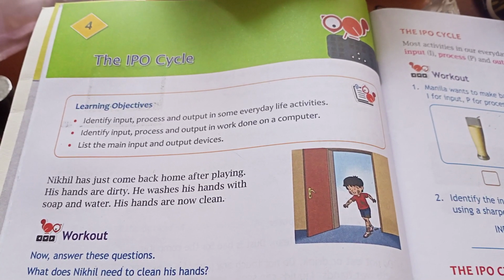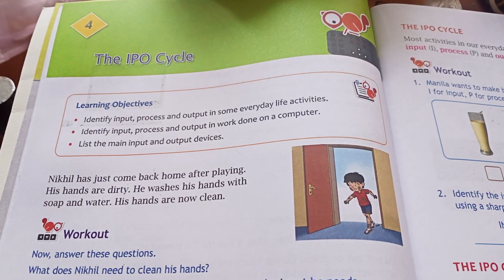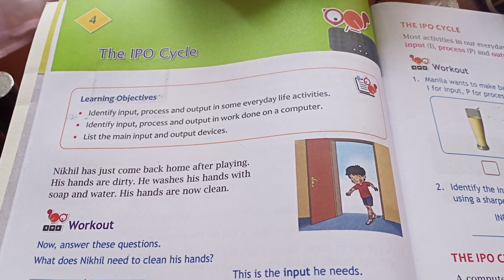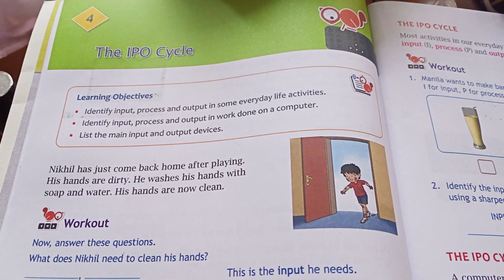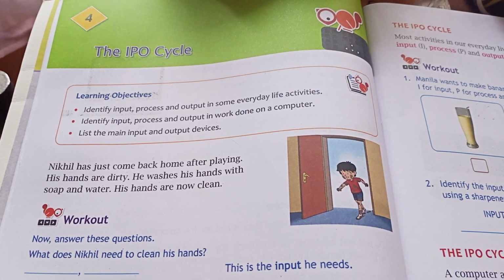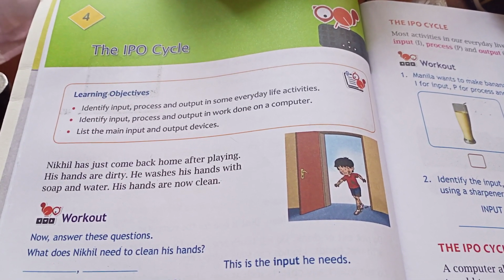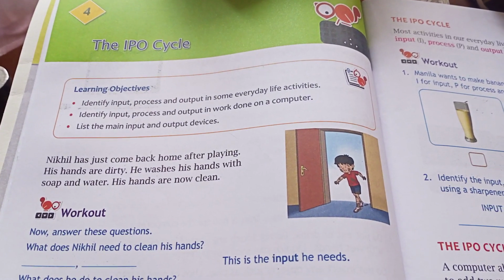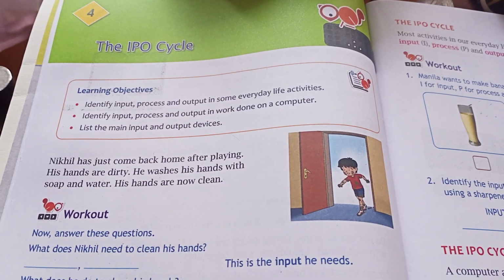IPO means I for input, P for process, and O for output. What is input? Input means the data, the information that you give, the things that we require to do some work. Process means the way you perform the work, and output means the result. So this is IPO in our everyday life activities.